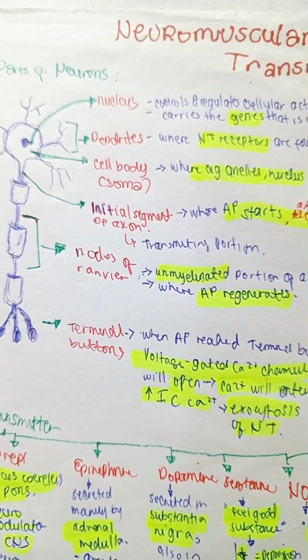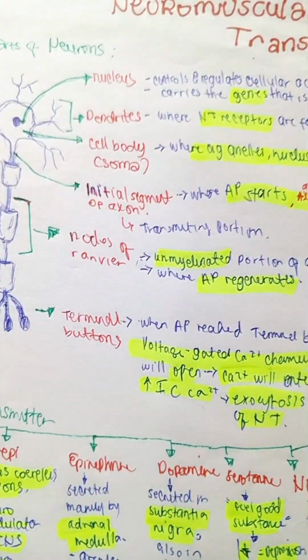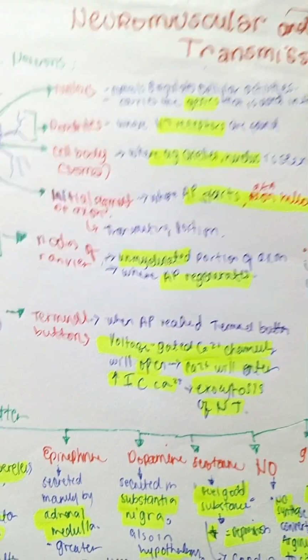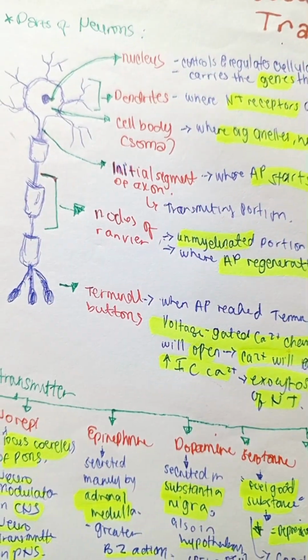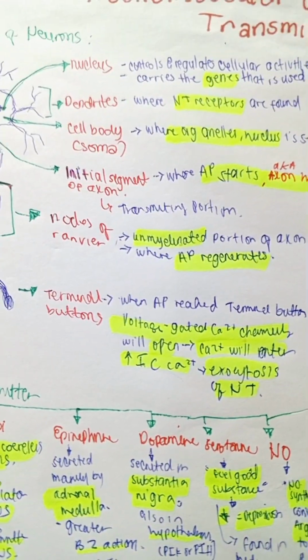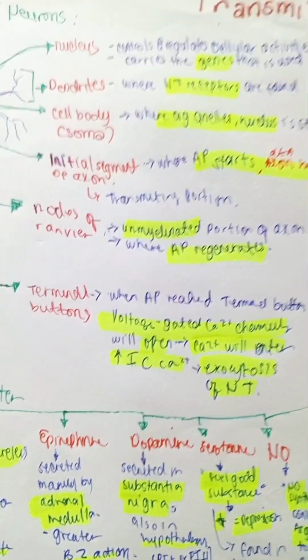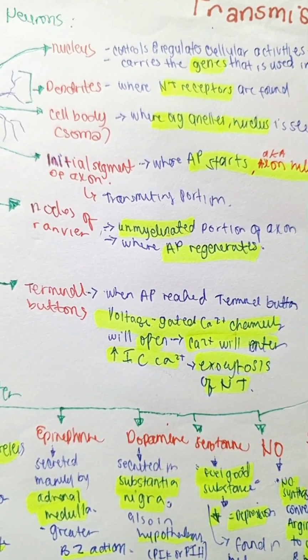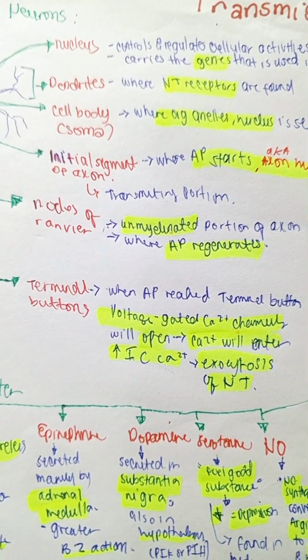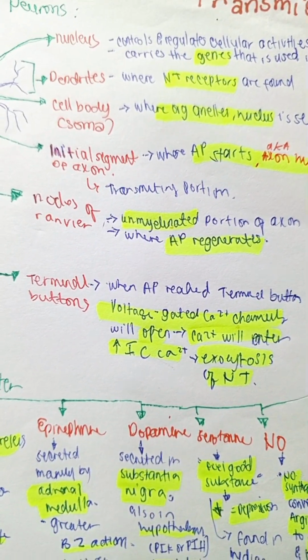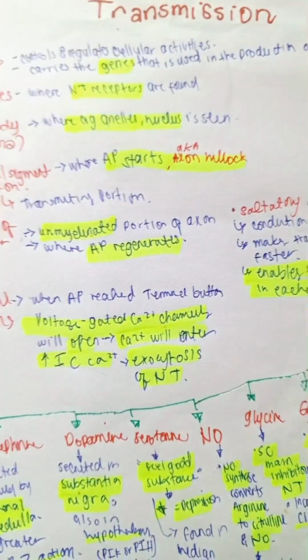And we also have the nodes of Ranvier. This is the unmyelinated portion of the axon, as we discussed a while ago. This is where the action potential regenerates. And at the terminal boutons, when the action potential reaches them, the voltage-gated calcium channels will open, and calcium will enter, and there will be an increase in intracellular calcium. So there will be an exocytosis of the neurotransmitter.